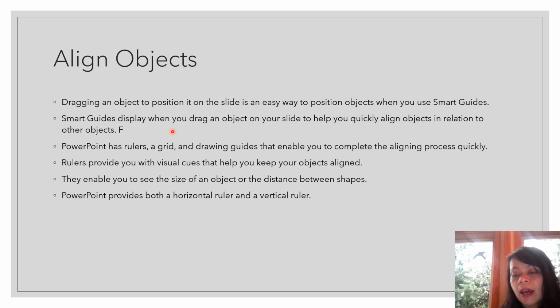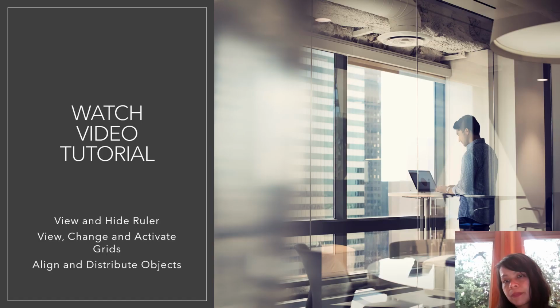A guide is like a line that starts appearing and sometimes helps you snap it into place so it's aligned with the first object. Okay, PowerPoint also has rulers, a grid, and drawing guides that help you complete the aligning process quickly. Rulers provide you with the visual cues to help you keep your objects aligned. They also enable you to see the size of an object and the distance between the shapes as well. PowerPoint provides both a horizontal and a vertical ruler.